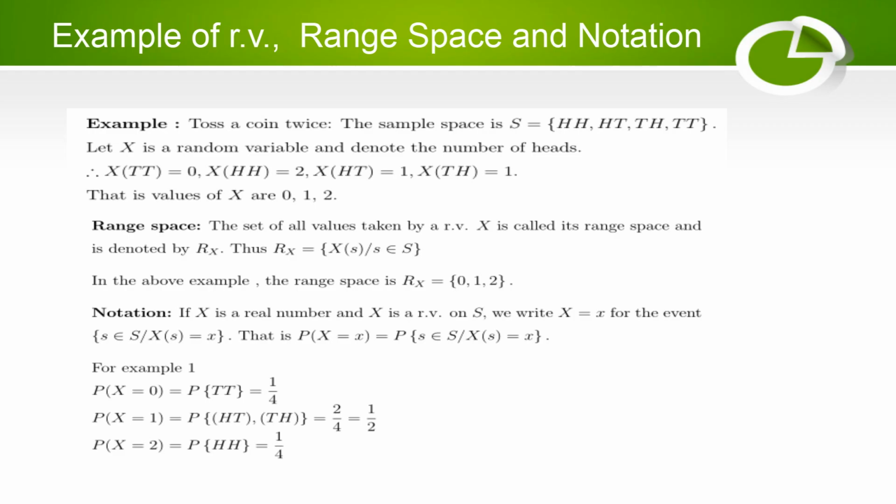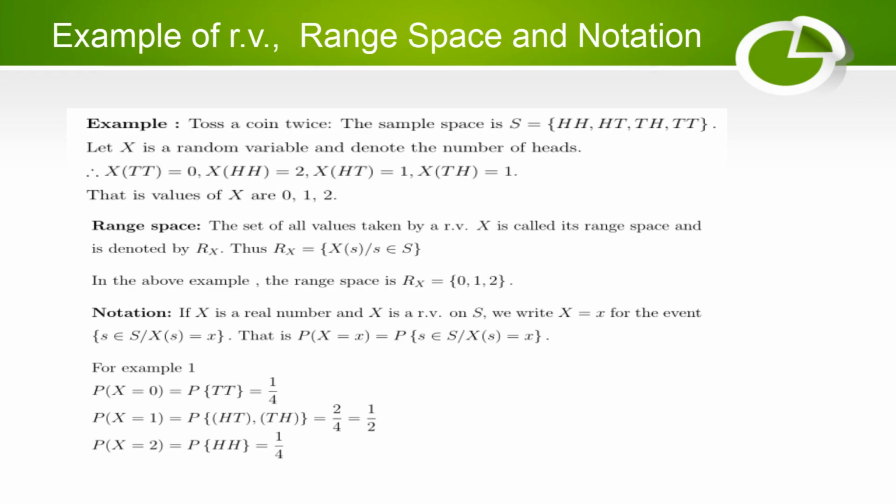Range space: the set of all values taken by a random variable X is called its range space and is denoted by Rx. Thus Rx equals {X(s) / s belongs to S}. In the above example, the range space is Rx equals {0, 1, 2}.